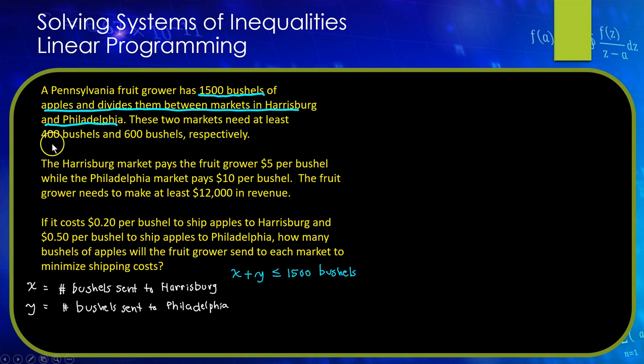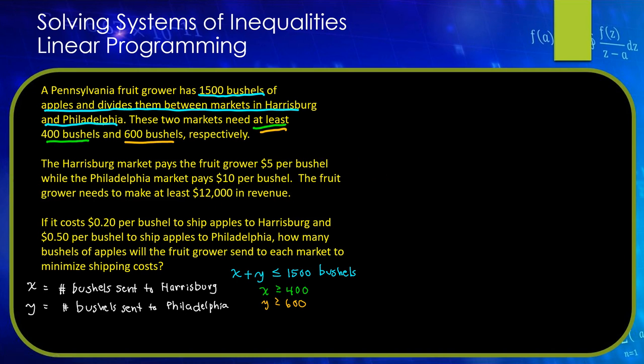Now, the two markets have their own restrictions. The Harrisburg market needs 400 bushels or more. The Philadelphia market needs 600 bushels or more. So that comes down to x being greater than or equal to 400, and y being greater than or equal to 600.